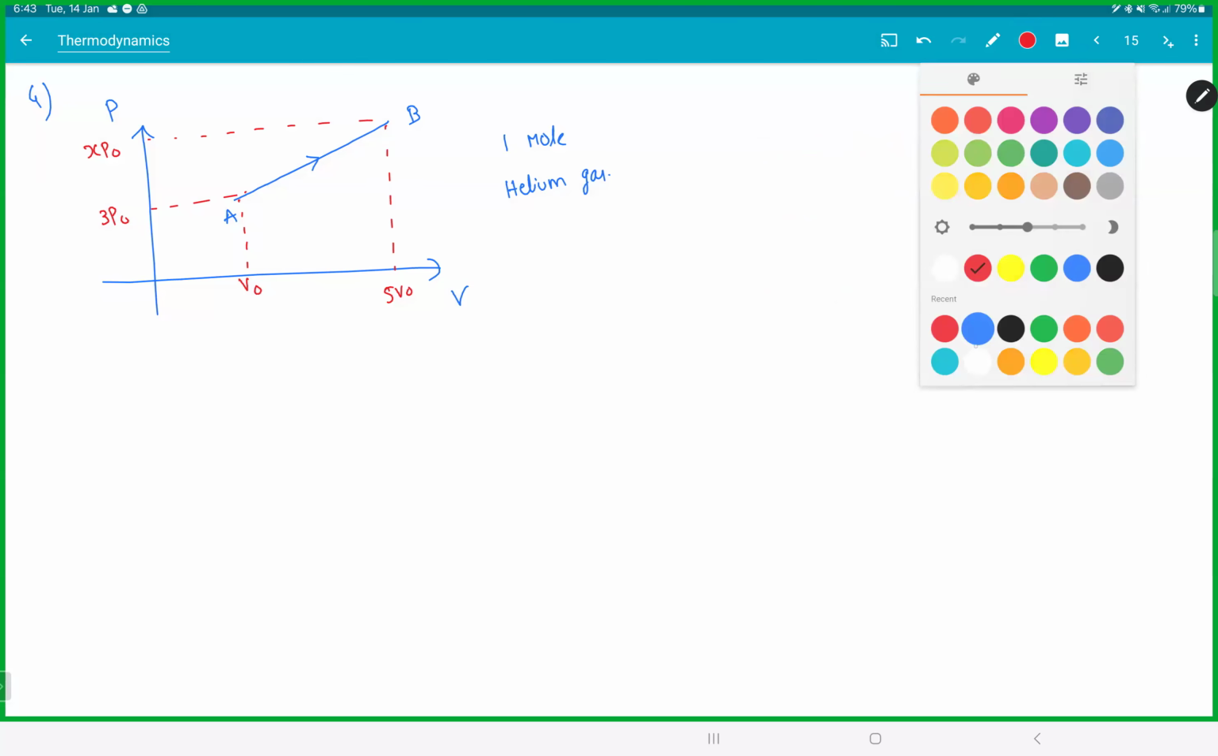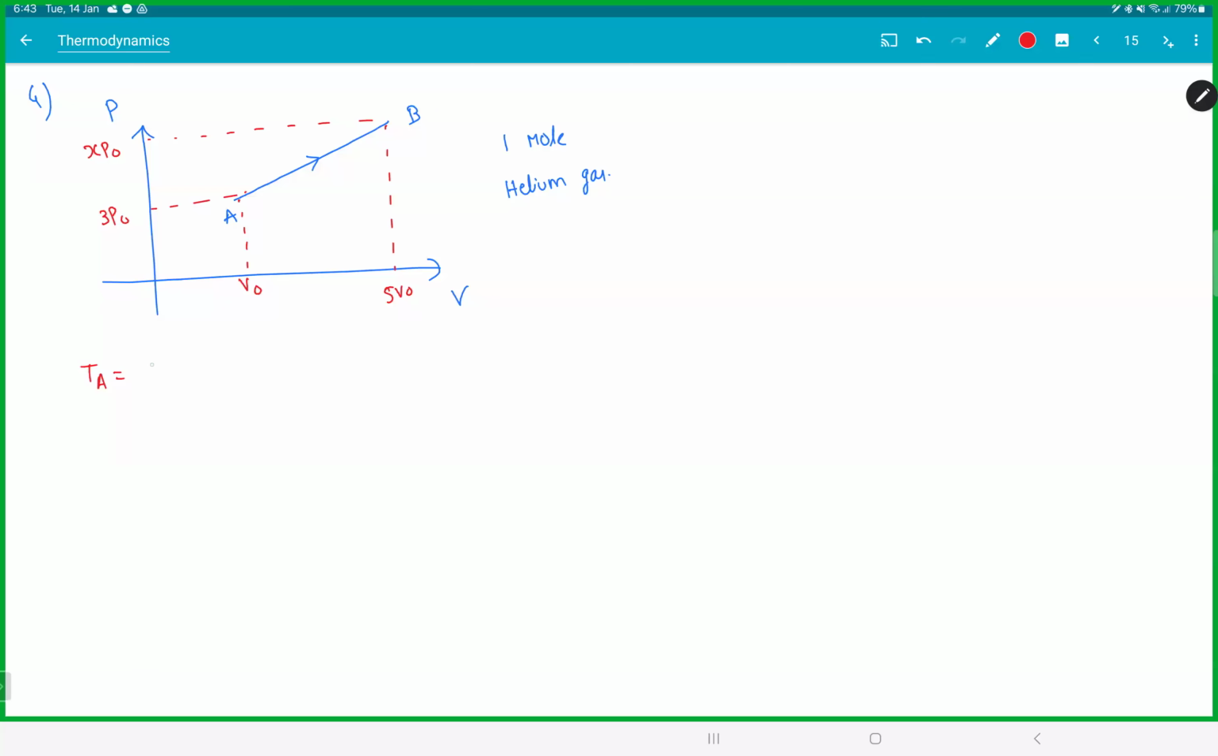So first thing, temperature at A is 3P naught V naught, n is 1, by R. Temperature at B is 5X P naught V naught by R. So if you want to find delta U AB, that is f by 2 nR delta T, that is 3R by 2 into TB minus TA, that is P naught V naught by R into 5X minus 3. This is your delta U AB.